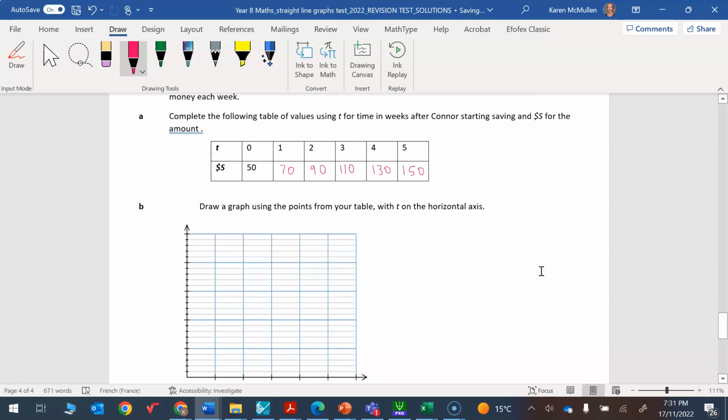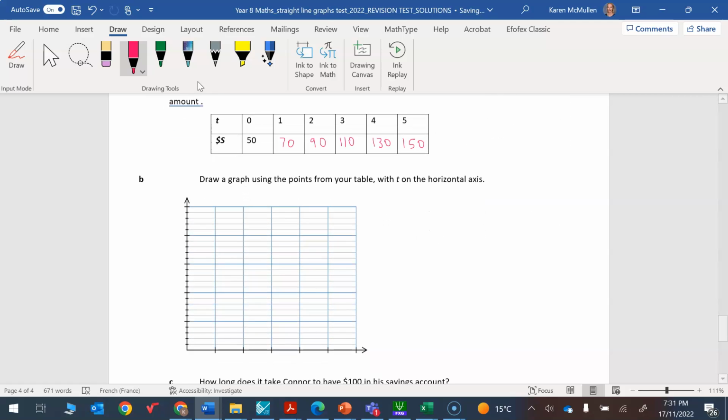All right, part B, we need to draw a graph using the points from the table. So it is a linear graph, so we do only need 2 points, but you can plot them all. You'll also notice that we don't have anything labeled on this graph. So time is going to go down here, and it does say T on the horizontal axis. And then we're going to put S dollars up there. It looks like a 5, but it is an S. And we have nothing on our axis, so I'm going to put that on. So 0 is there, 1, 2, 3, 4, 5, and you can put 6 on if you like.